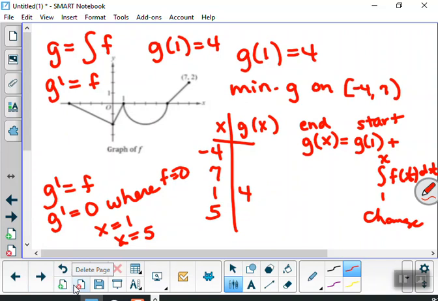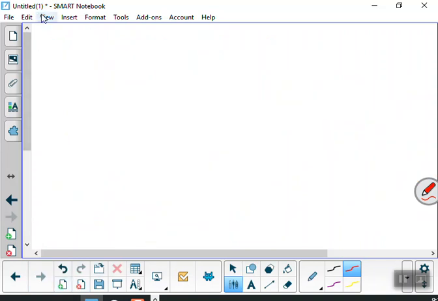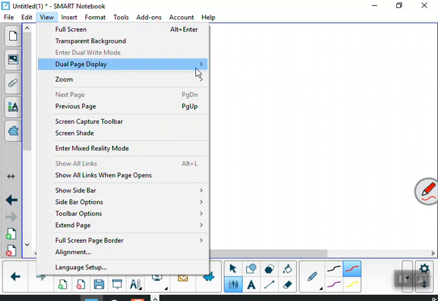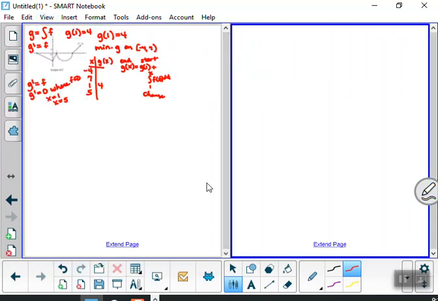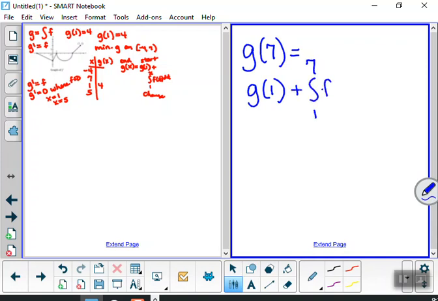All right, so I'm going to pop another page on here. I'm going to go view dual display because you can look at this a little differently if you're on a video, and I can make it a lot bigger. So if I want G of 7, for example, I can take G of 1 that I know, and add on the integral from 1 to 7 of the F function. Because what's happening on the graph, the area between the x-axis and the graph of F, is the change in G.